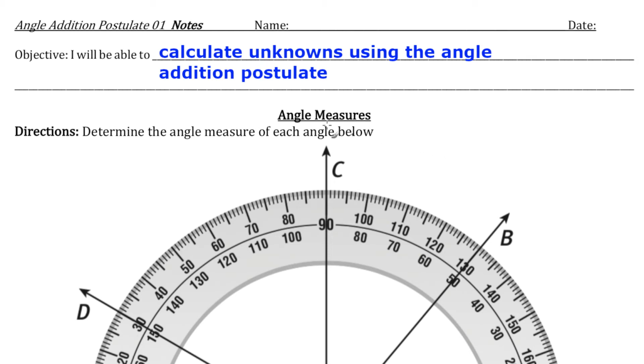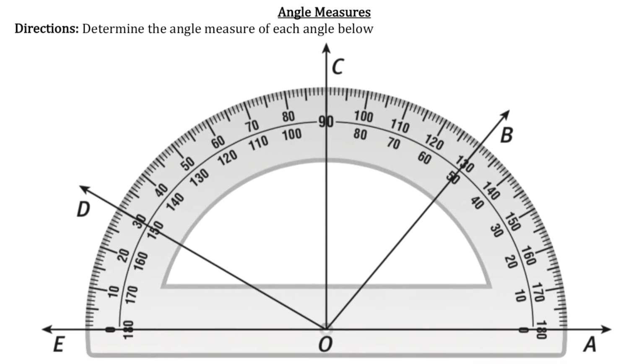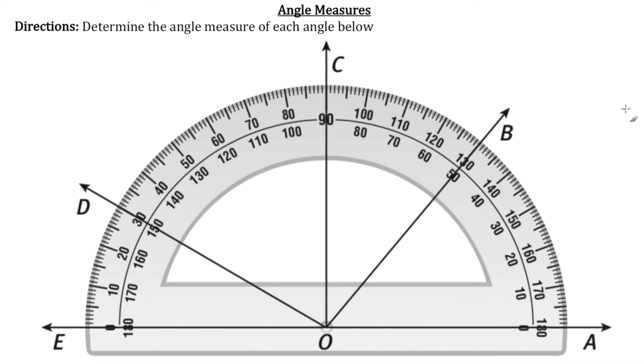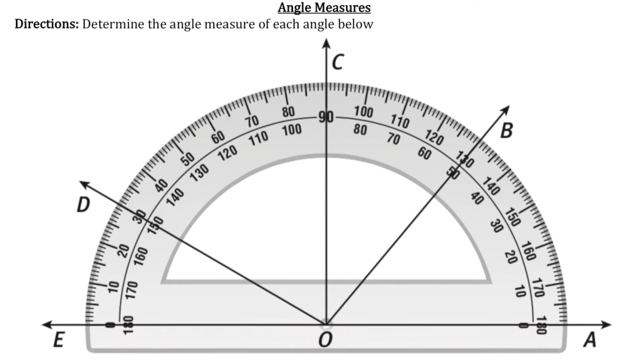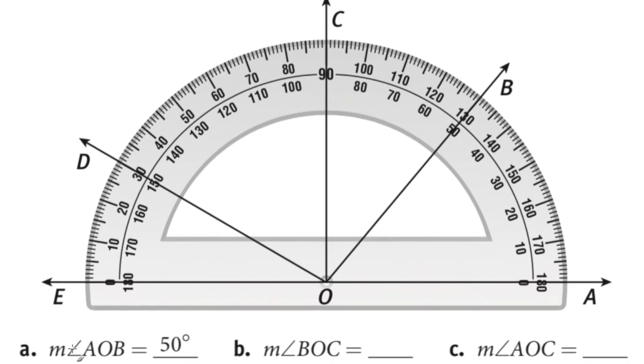All right, so in this lesson, we're going to calculate unknowns using the angle addition postulate. Before we do this, here's a reminder of what angle measures are. It wants us to determine the angle measures of each indicated angle. It says the measure of angle AOB is 50 degrees. So the measure of angle AOB is 50.